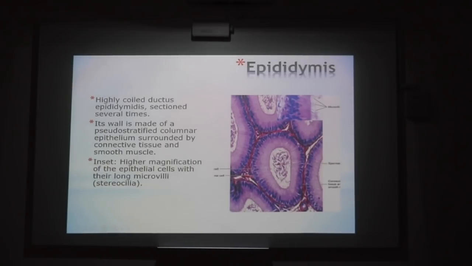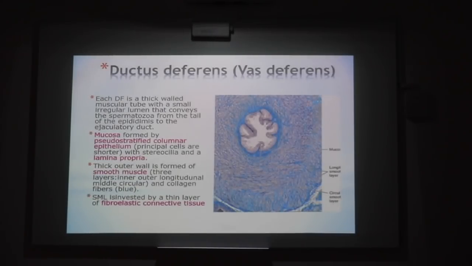These are highly coiled ducts of the epididymis, in the section you are seeing here. The wall is made up of pseudostratified columnar epithelium surrounded by connective tissue and smooth muscle. And you can see two types of cells here. One is the principal cell, the other is the basal cell, and the surface specialization here is the long microvilli, which are called stereocilia.